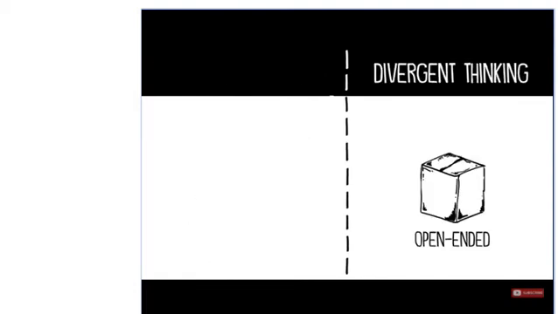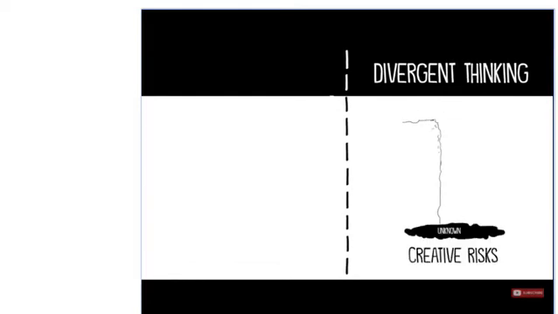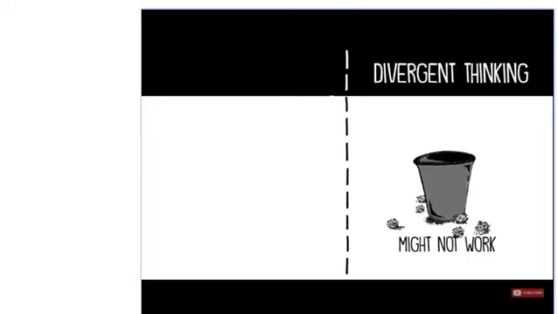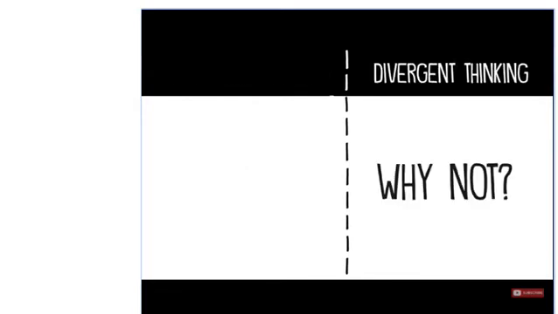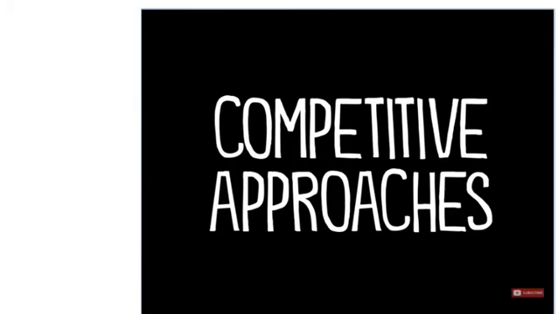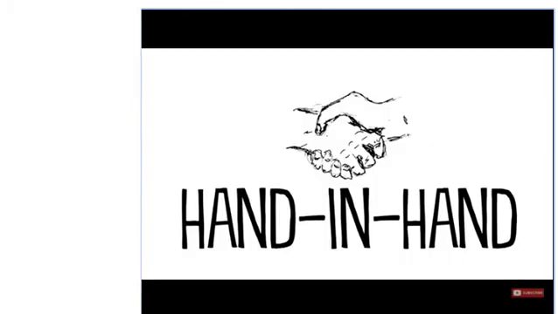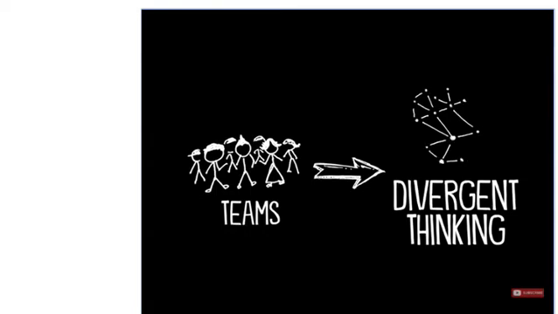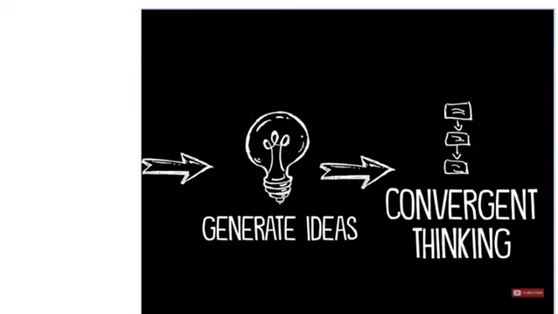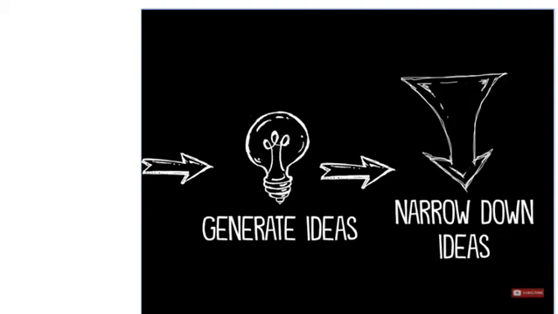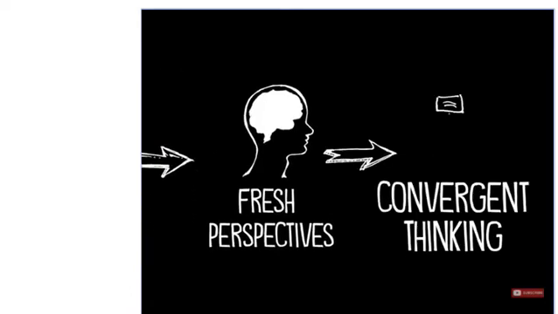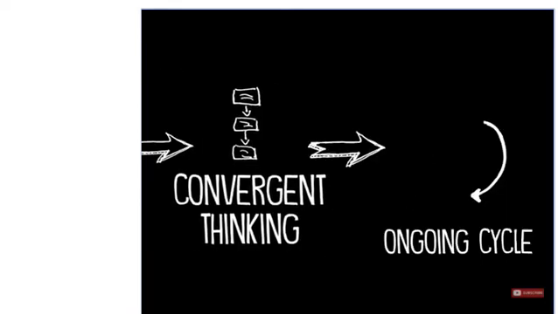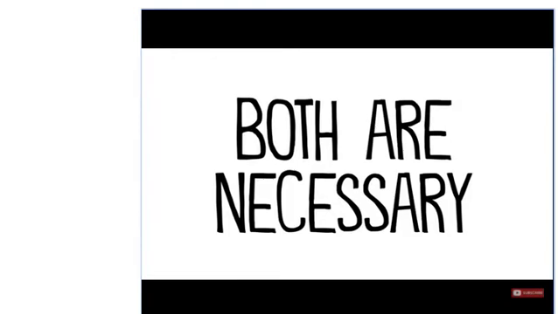By contrast, divergent thinking is more open-ended, and participants are encouraged here to take creative risks, even if some of the ideas might not work. Convergent thinking asks why. Divergent thinking asks why not. Now, it may seem like these two approaches are competitive, but they actually go hand in hand. Often teams will use divergent thinking to generate multiple ideas, followed by convergent thinking to analyze and narrow down the ideas, and then later you'll use divergent thinking to come up with fresh perspectives, followed by convergent thinking yet again in this ongoing cycle. Both are necessary.